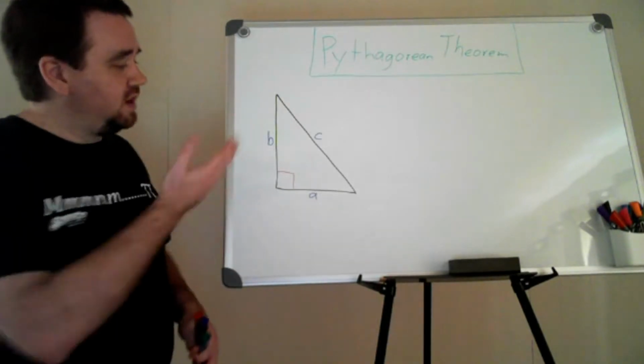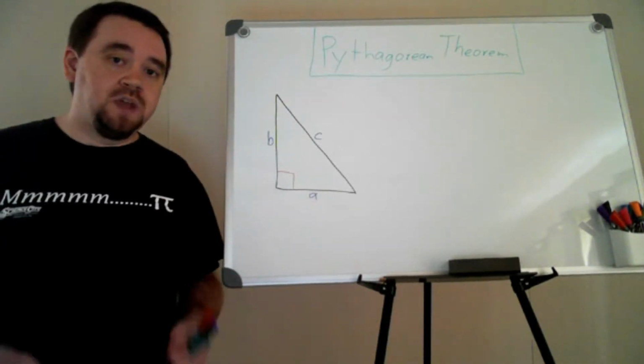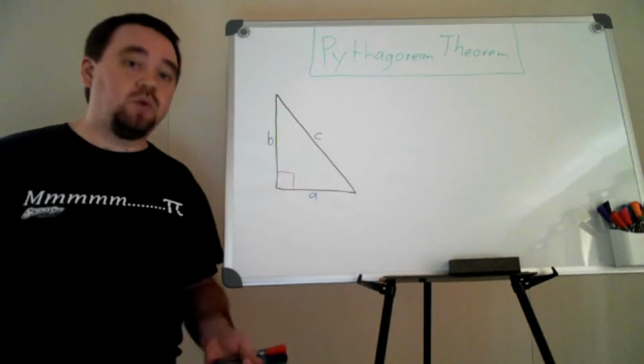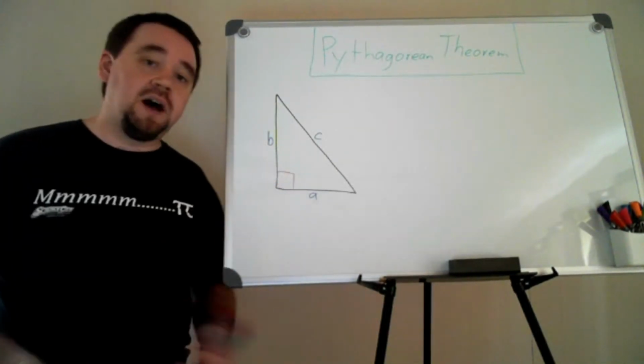And what I have drawn here is a right triangle. A right triangle is a triangle, a three-sided polygon, that has a right angle in it, which I've denoted with this little box in the corner.